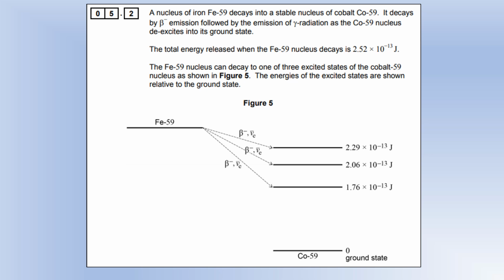So a nucleus of iron-59 decays into a stable nucleus of cobalt-59, and it decays by beta minus emission, followed by the emission of a gamma radiation to get it into ground state. The total energy released when it decays is 2.52 times 10 to the minus 13 joules. The iron-59 nucleus can decay to one of three excited states of cobalt-59 shown, and we've got the different energies. So they're all produced by emitting a beta particle, but the beta particle has a range of different kinetic energies to then mean we end up in different energy states of cobalt.